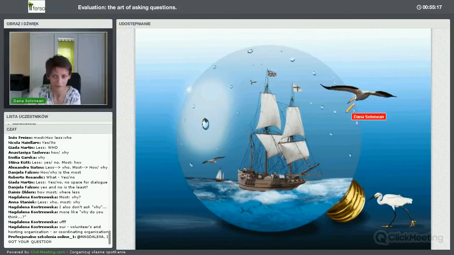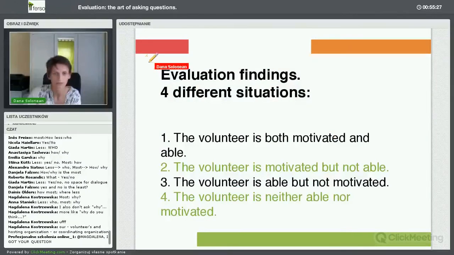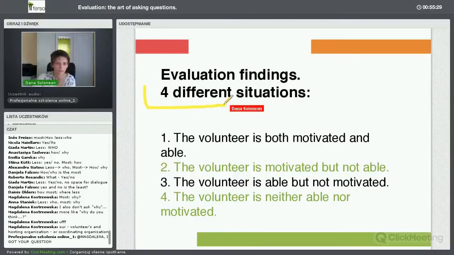Yes, you can find out, for example, that one wants to fly away, like this one here. And what do you do with this? Why does he want to fly away? So the specialists talk about evaluation findings.